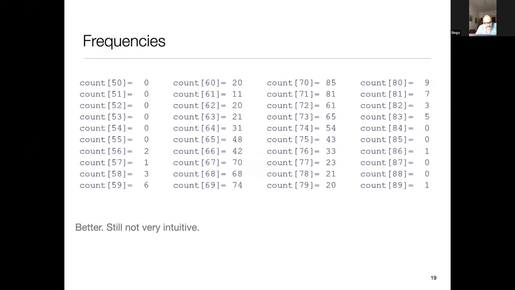So I can collect the frequencies in this scheme here, which is already better than before. It already gives me a picture of what's going on, because you know that very high counts have zero frequencies, and then you start having frequencies here, here, and here, and then it increases in the middle, etc. But it's still not very intuitive.